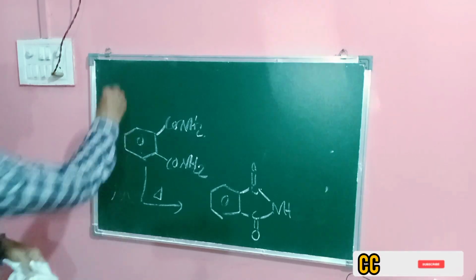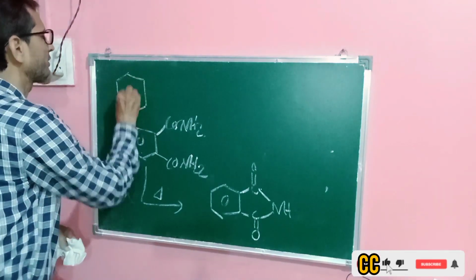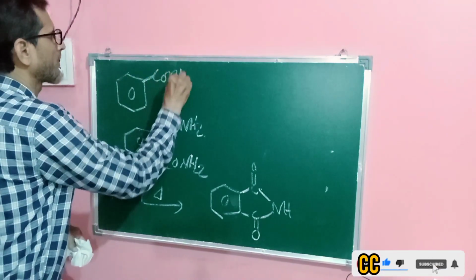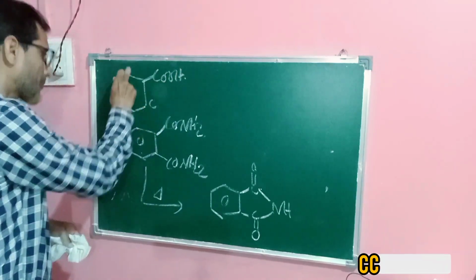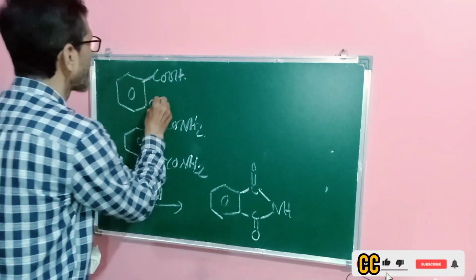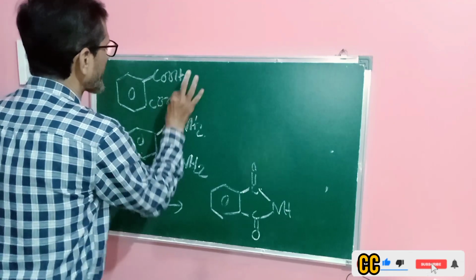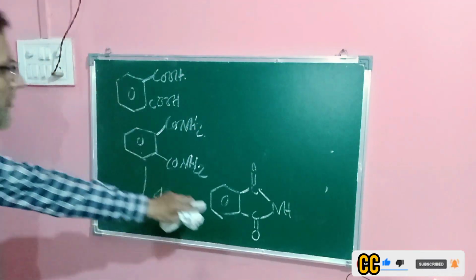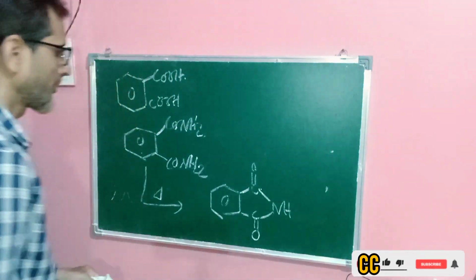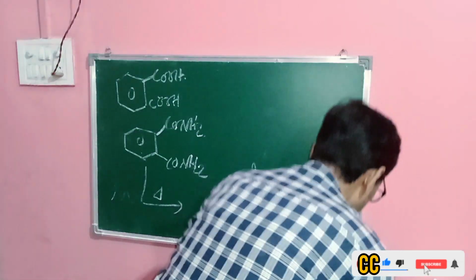So your starting material was phthalic acid. This is phthalic acid, with COOH groups; if it is the para position, it is terephthalic acid. Starting from this, you are getting this.